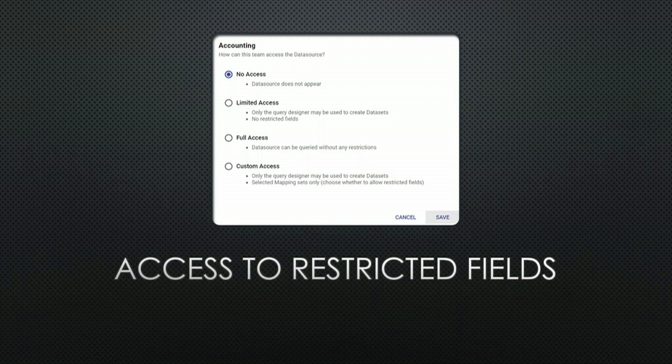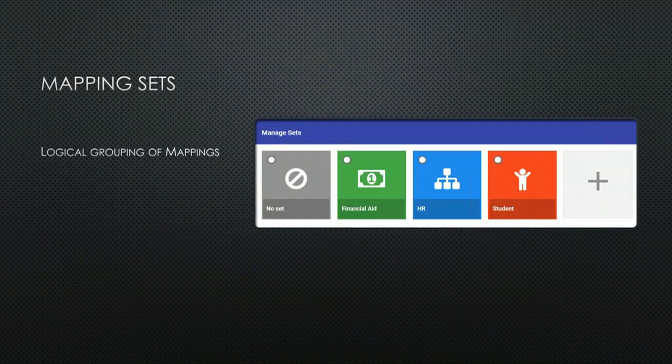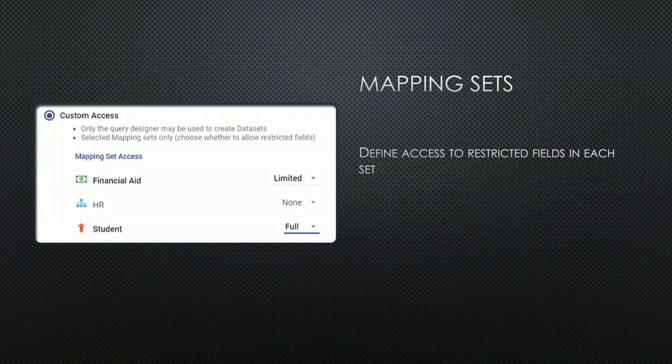And then you can do a little bit more granular control of which restricted fields they have through use of what we call mapping sets and custom access. So a mapping set is just a logical grouping of mapping. So as in the example I show here, we have 3 different mapping sets, one for financial aid files, one for HR files, and one for student files. So I've logically grouped those in the data source, all the files that go into those sets, and associated them with those sets so that when I then share using the custom access, I can specify which level of access to restricted data they have in those mapping sets.